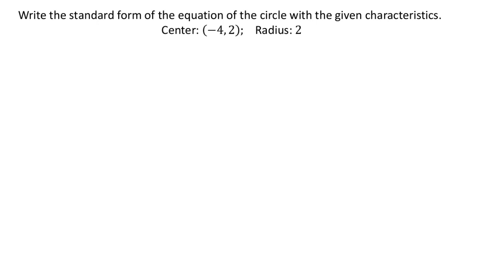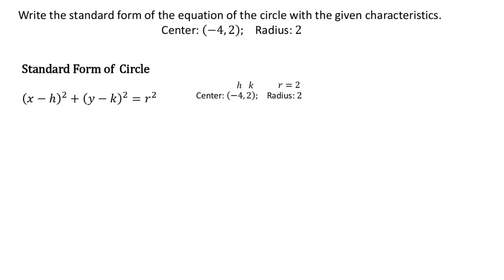Write the standard form of the equation of the circle with the given characteristics. They're giving us the center of the circle, which is at (negative 4, 2), and the radius, which is 2. Let's recall the standard form of the equation of a circle, which is (x minus h) squared plus (y minus k) squared equals r squared, where h and k refer to the center and r refers to our radius. So it's just a matter of plugging into the formula.